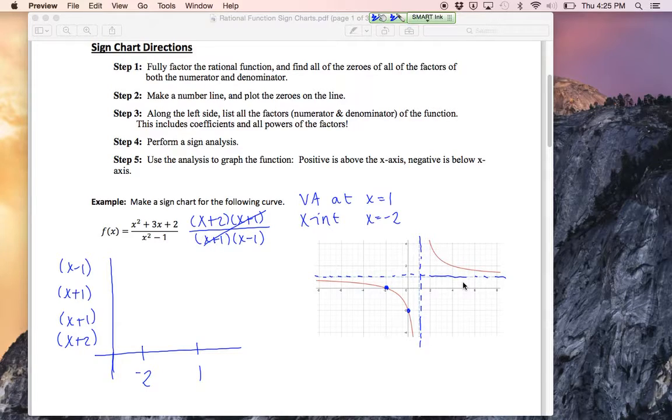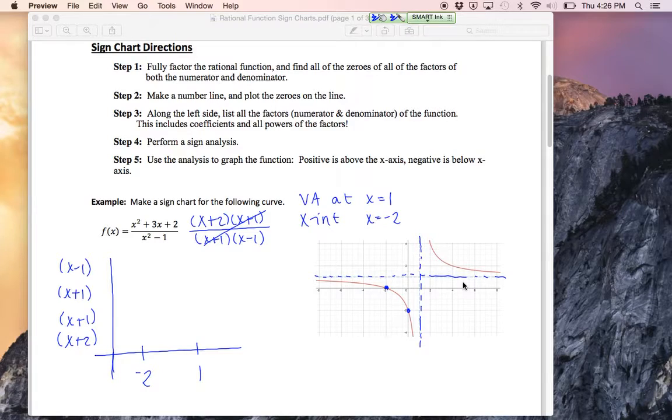Well, all you have to do to determine that is plug in an x value on that domain. So pick -4 or -5 or -6, plug it in the function and see if it's positive or negative. If it's positive, that means it's above the x-axis. If it's negative, that means it's below.